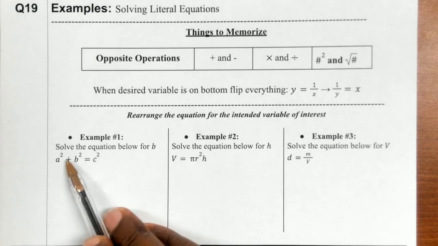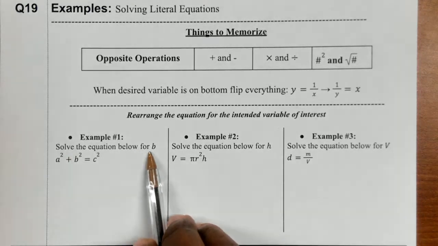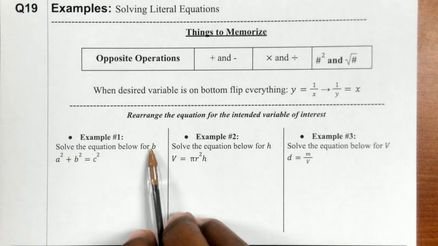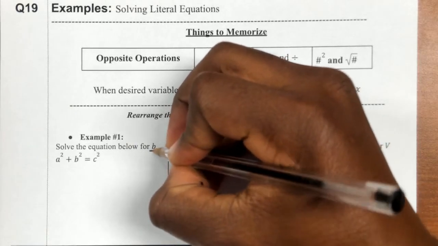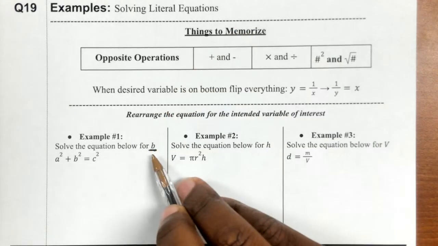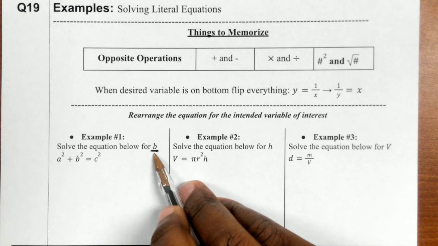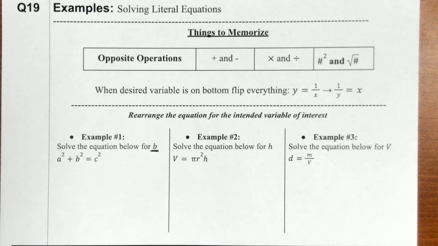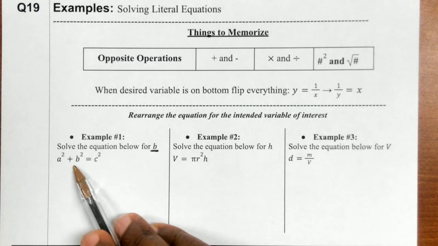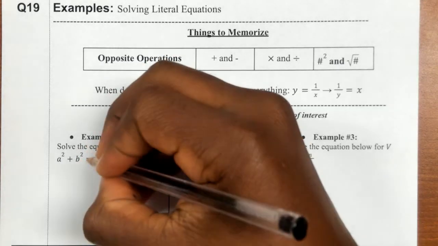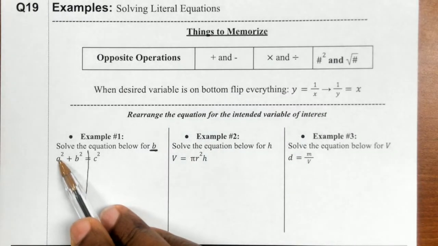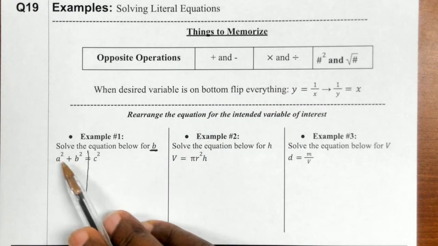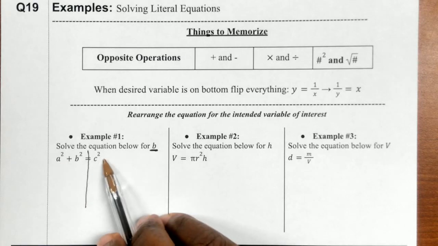The question says we need to solve the equation below for b. So let's first evaluate what it wants us to do. It wants us to find b. When it tells you it wants you to find something, the aim is to get b all by itself. So firstly, let's locate b. Is b on the left side of my equation or on the right side? That b is on the left side.